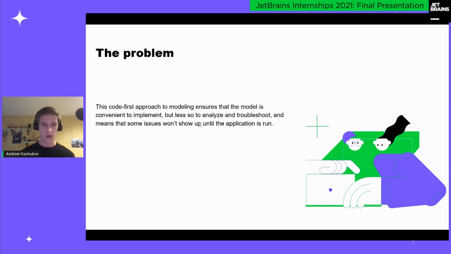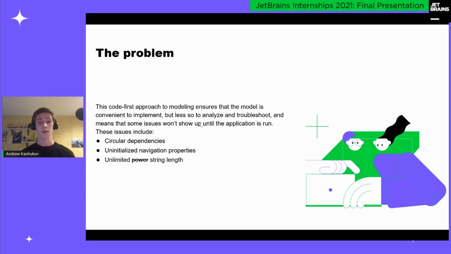These issues include, but are not limited to, circular dependencies, uninitialized navigation properties, and unlimited string length, as well as others. And coincidentally, these are the issues that we can now warn the user about.